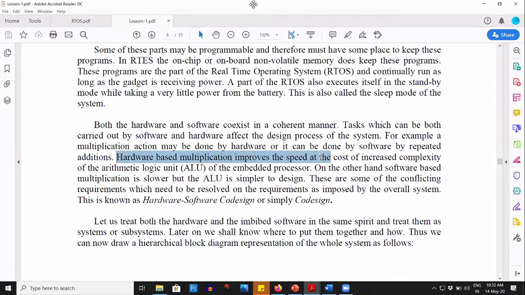Hardware based multiplication improves speed at the cost of increased complexity. With hardware, the speed might increase, the product might come very fast, but what needs to be sacrificed? The complexity of the arithmetic logic you need. Are you getting or not? On the other hand, software based multiplication is slower. The product might come slow, but the design of the arithmetic logic unit might be simple.